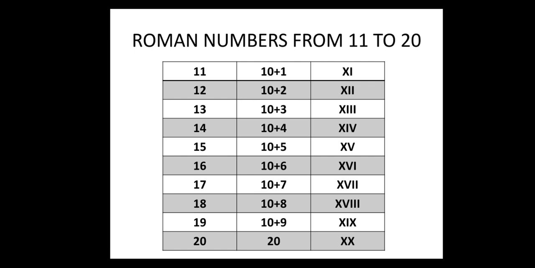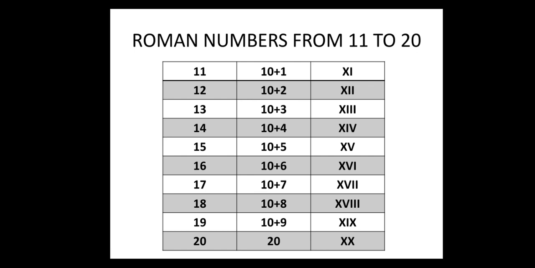Now let's go to 11. We all know expanded form. So here we are writing the expanded form of double digit numbers. 11 is 10 plus 1. 10 we know is X, plus 1, that means I. XI. 12 is 10 plus 2, XII. 13 is 10 plus 3, XIII. 14 is 10 plus 4, X and 4 is IV. 15 is 10 plus 5, that means XV.